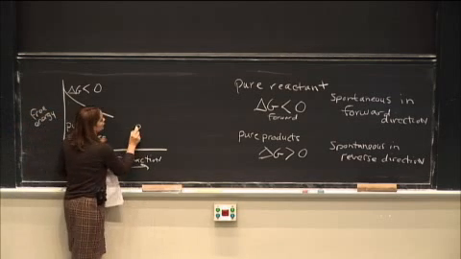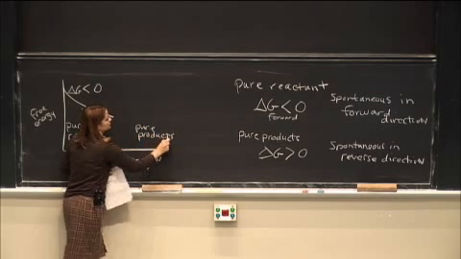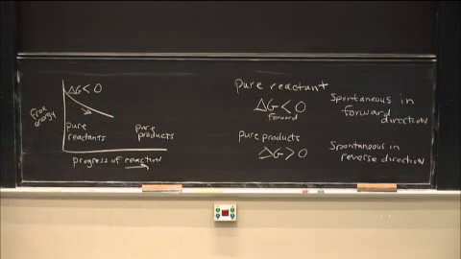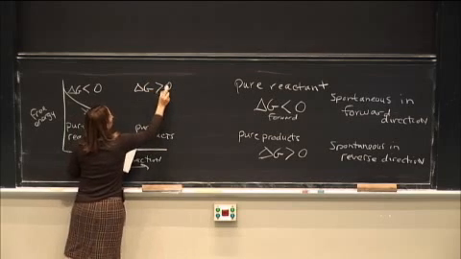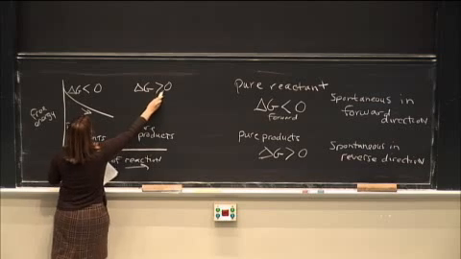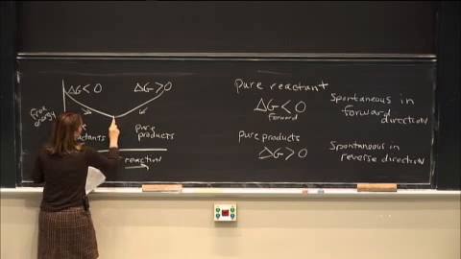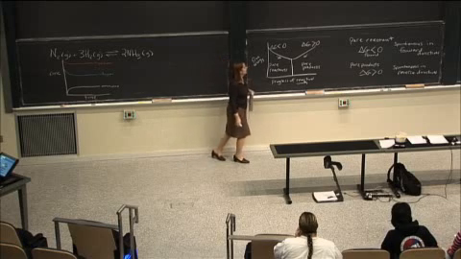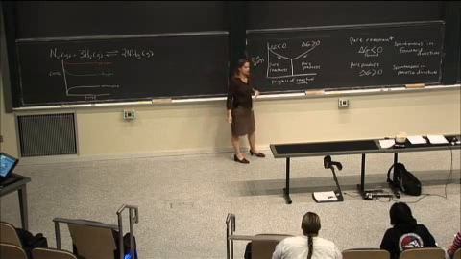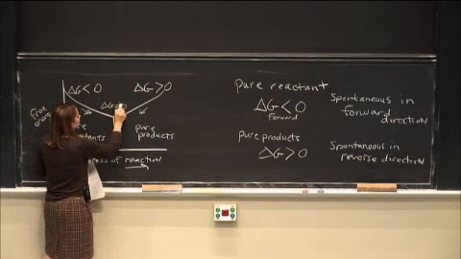If, on the other hand, you have pure products, delta G will be positive, so you'll be spontaneous in the reverse direction, and the reaction will go in the reverse direction until what happens? Till you reach equilibrium. And what would delta G be at equilibrium? 0. Right.